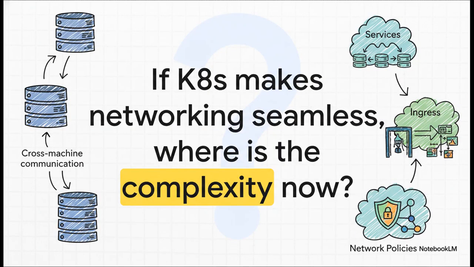So by creating this flat, simple overlay network, Kubernetes solves that fundamental, messy problem of getting containers on different machines to talk to each other. It's a powerful foundation. But it also raises a new question, doesn't it? If Kubernetes has made this part so seamless, where does all the complexity hide now?